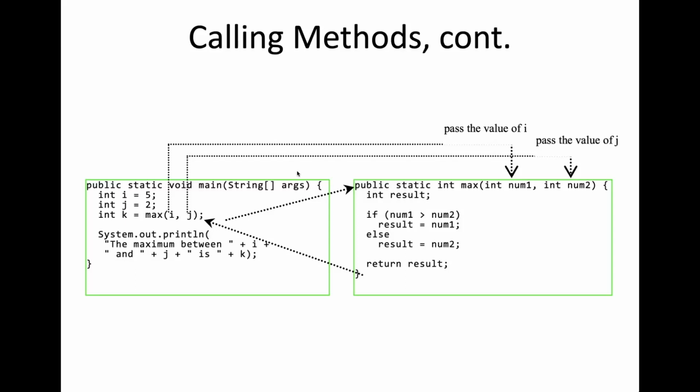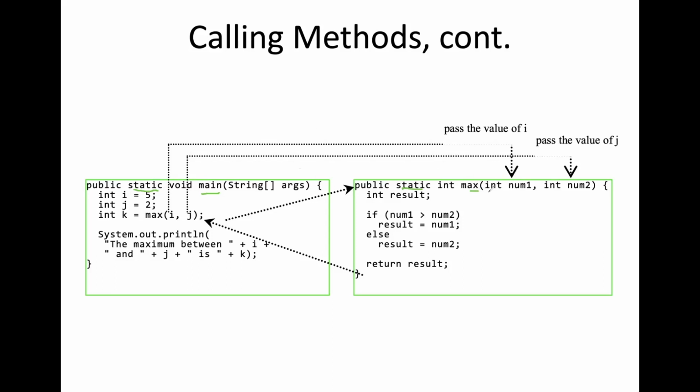Let's go through a method invocation example. We have two methods, or static methods. The very first one is your static main. This is a console application, and the second one is your static max. Both of these are static methods.